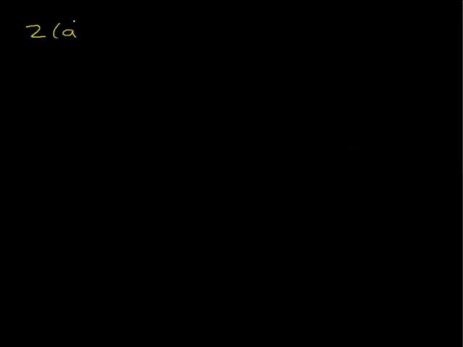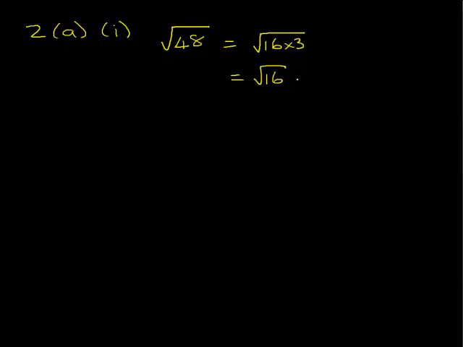Question 2, Part A, Part 1. We're asked to express root 48 in the form k root 3. To do this, find the highest square number that will go into 48. This is 16. 16 times 3. The square root of 16 is 4, which gives us the answer in the correct form.